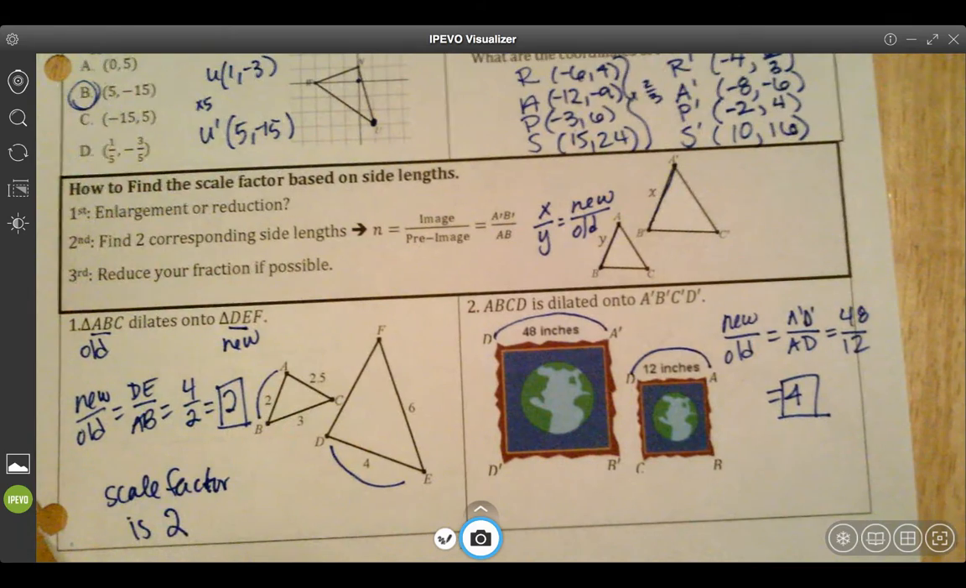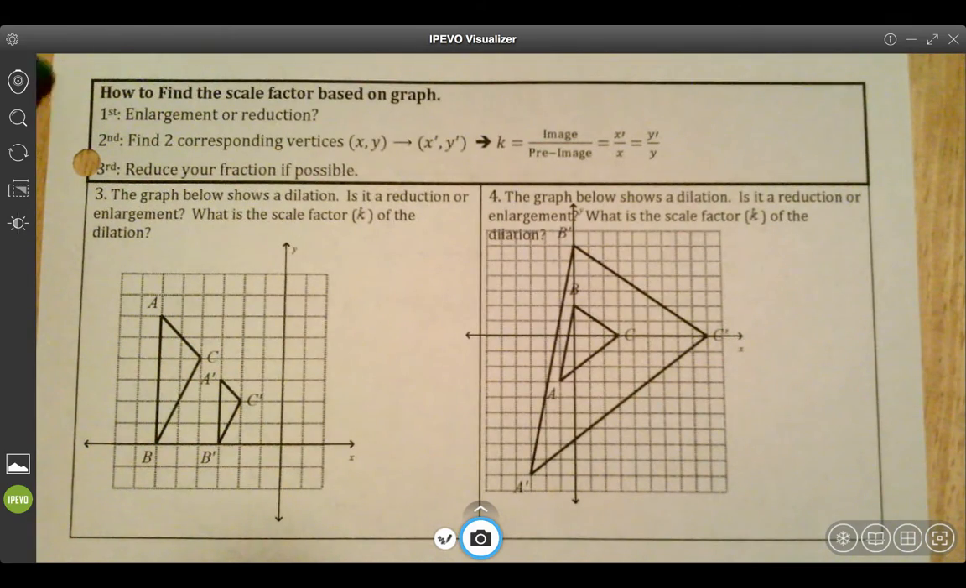Let's look at the next example. For our next examples, we want to find the scale factor based on a graph, and we want to know, is it an enlargement or a reduction, so that we know if our answer should be greater or less than 1. Okay. Again, same thing as before, except that we need to look at distances here.